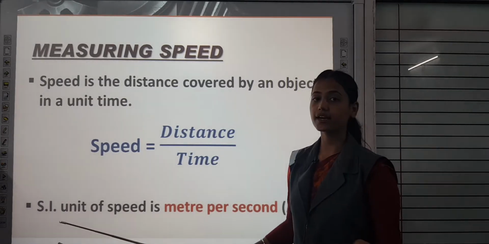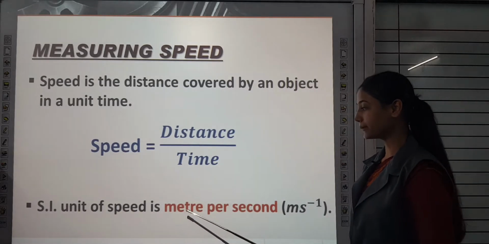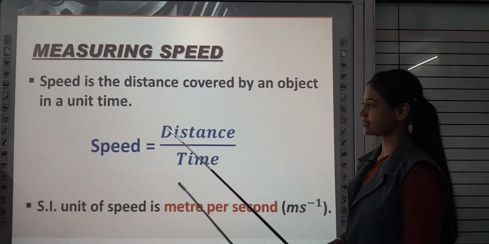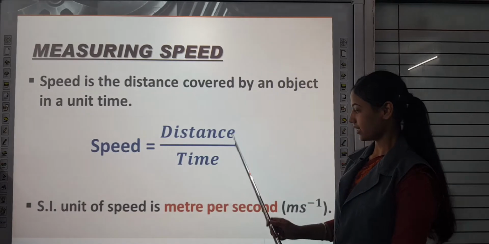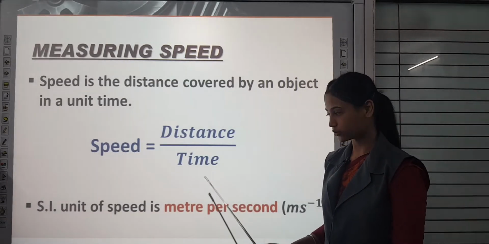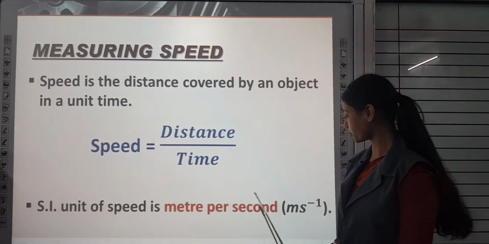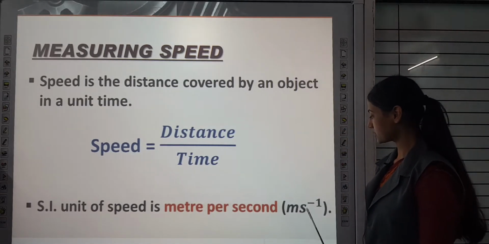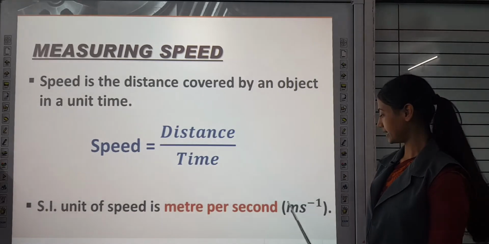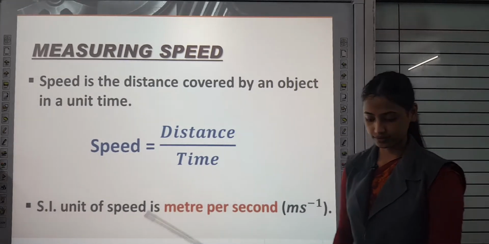So, the SI unit of speed is meter per second. SI unit of distance is meter and for time it is second. So, SI unit of speed is meter per second and we represent it like this: m/s or m s raised to power minus 1.